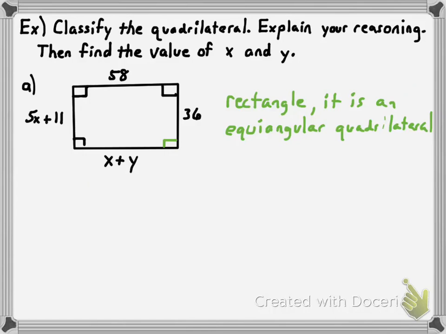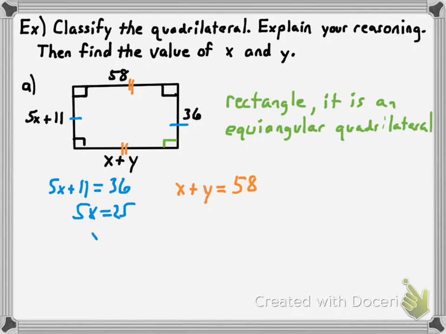And then the values of x and y. Well, the rectangle's opposite sides are congruent to one another, right? So we can make 2 equations here. We can say that 5x plus 11 equals 36. And we can also say that x plus y is equal to 58. Now let's use a little what I hope is common algebra sense to you. We can't yet solve the second equation because we don't know x or y, but we can solve the first equation because it's only got one variable. And so you're going to end up finding out that x is 5.